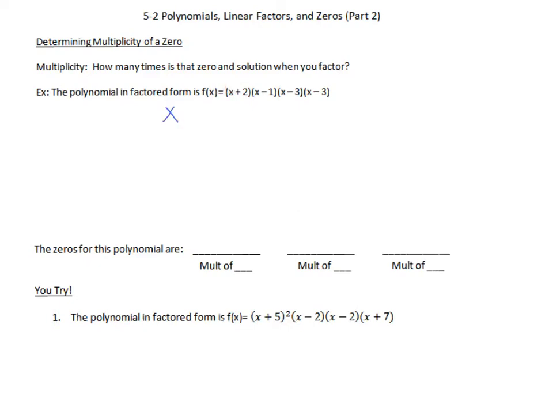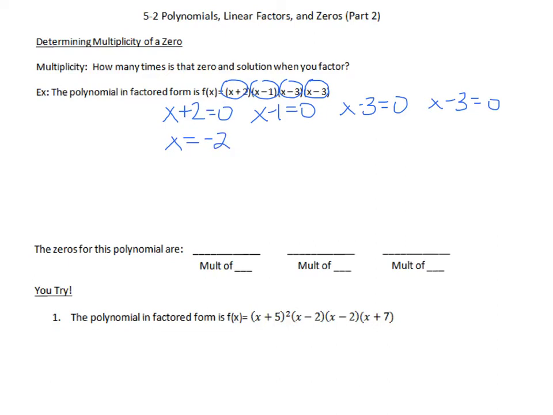So we'll say x plus 2, our first parenthesis here, set it equal to 0. Take the x minus 1, set it equal to 0. Take the x minus 3, set it equal to 0, and we have another x minus 3, so we'll set that equal to 0. When we solve the first one, we subtract 2 from each side, so our first zero will be negative 2. Our next zero, when we add 1 to each side, will be 1. The next one, when we add 3 to each side, will be 3, and our last one, when we add 3 to each side, will also be 3.